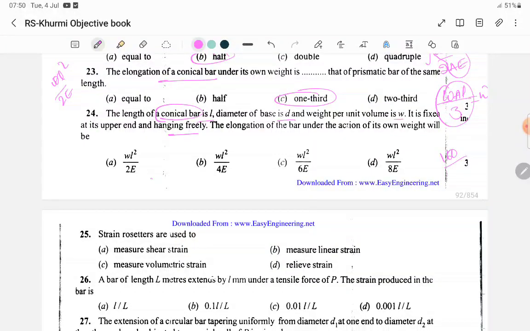Already I told you normally WL by 2AE is the self weight elongation. In this conical bar case, capital W is small w A L by 3. If it is a prismatic bar, then it is just wAL. So A and A will cancel. So wL into this L gives wL square by 3 into 2, that is 6E. So wL square by 6E.